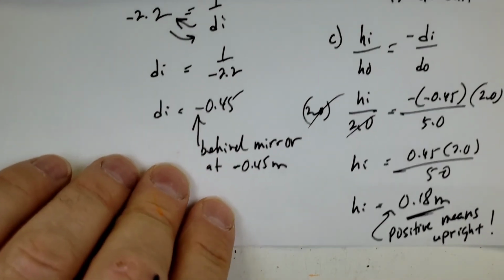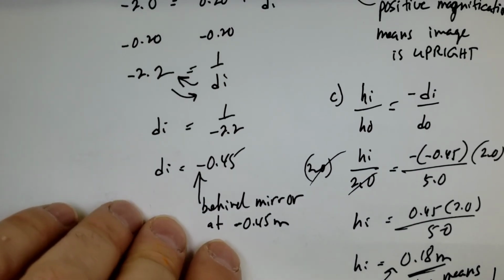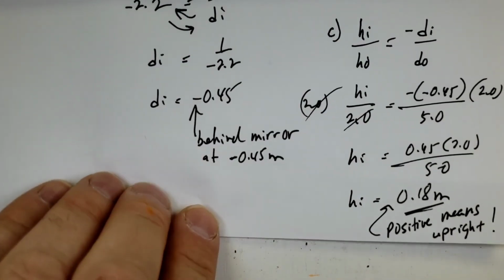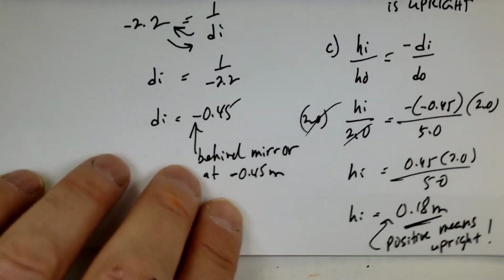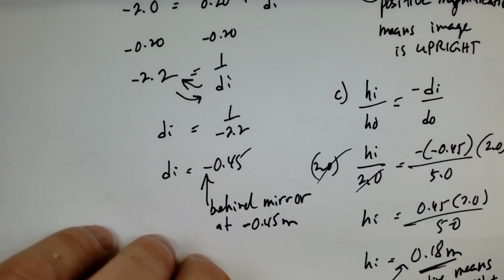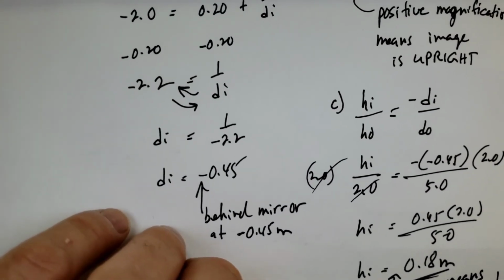Magnification, if it's negative, it's inverted. If it's positive, it's upright. So those are key things to know here with the signs. So the equations are set up so that those are the results that we get for those particular scenarios.